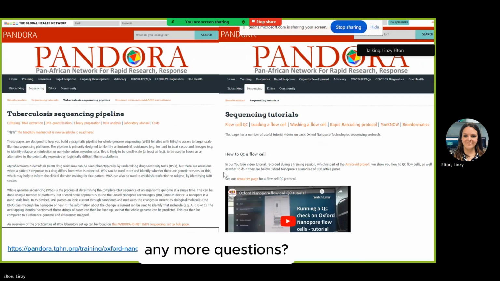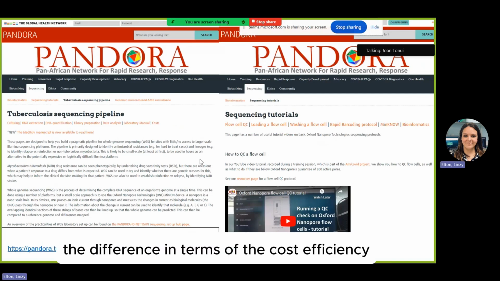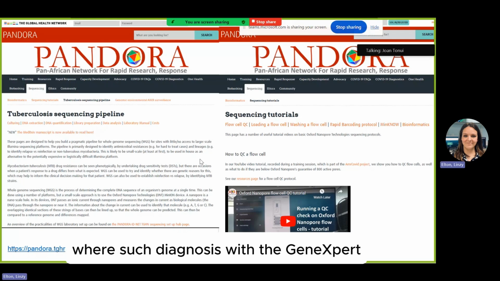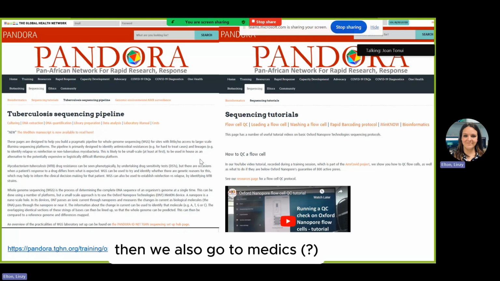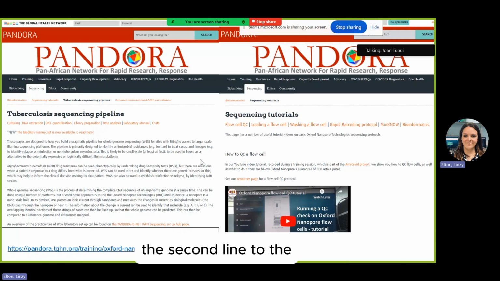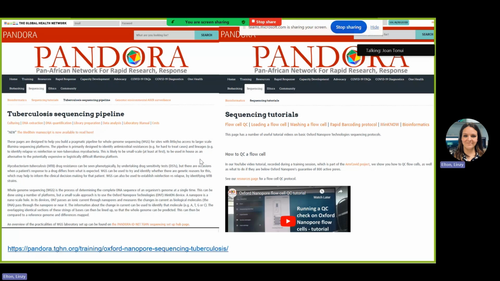Any more questions? Yeah, I wanted to find out about the difference in terms of cost efficiency if you compare it to the routine standard of care, for example in Kenya, where we start diagnosis with GeneXpert, then we also go to MGIT, then we also have LPA from Hain Lifescience, then first line phenotypic, then second line phenotypic. Have you looked at the issue of cost effectiveness?